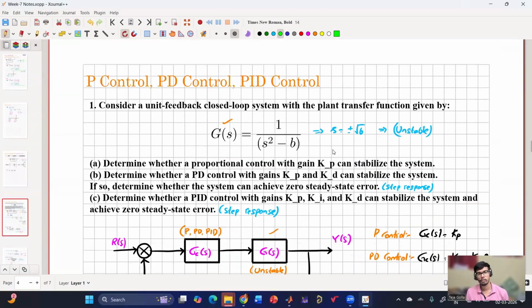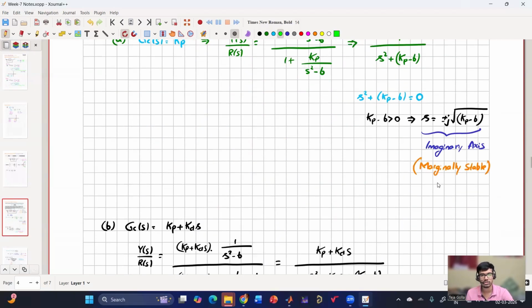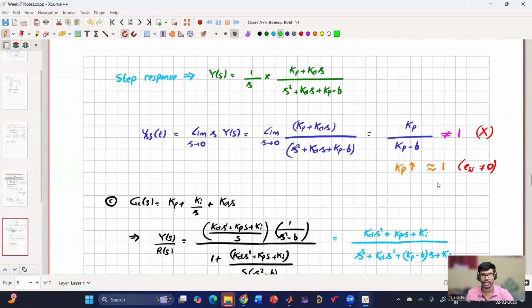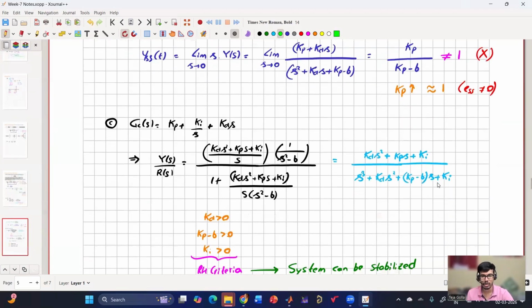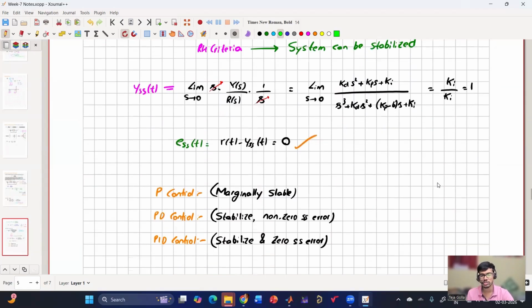Then we moved to P control, PD control as well as PID control. Here I considered one case where the system is open loop unstable, but using proportional control, the maximum we can do is make the system marginally stable because the poles are on the imaginary axis. Using PD control, we can stabilize the system, but we cannot achieve zero steady state error for step response. Using PID control, we can both stabilize the system as well as achieve zero steady state error.